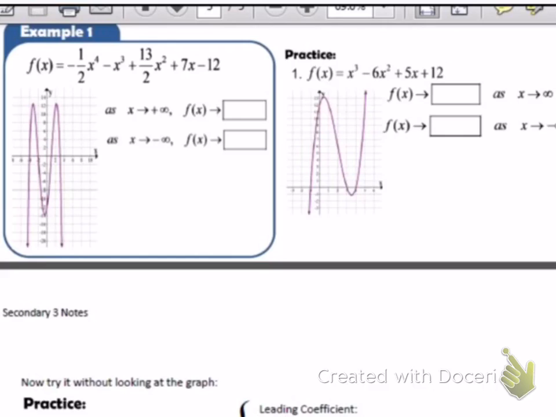All right. We have an example right here. First of all, look at the power. Is it even or odd?